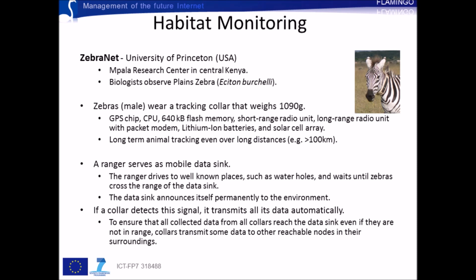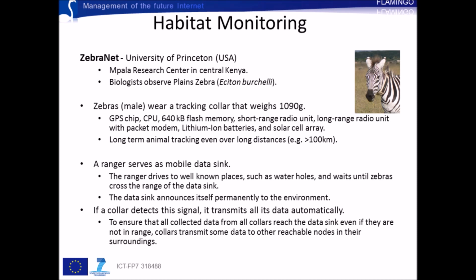The idea is that the ranger serves as a mobile data sink in this case. This means the ranger drives to well-known places, such as a waterhole, and waits until zebras cross the range of the data sink. The data sink announces itself permanently to the environment. If a collar detects this signal, it transmits all its data automatically. To ensure that all collected data from all collars reach the data sink, even if they are not in range, collars transmit some data to other reachable nodes in their surroundings, so you have a kind of redundancy in this case.